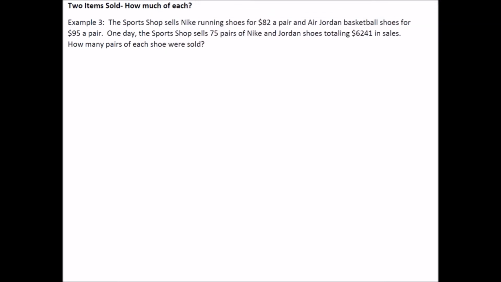Okay, so in this example, we're going to analyze a situation where two items are sold, and we want to know how much of each of them are sold. Another one is, sometimes you're going to get a number of coins, and you're going to have to decide how many of each coin you have.